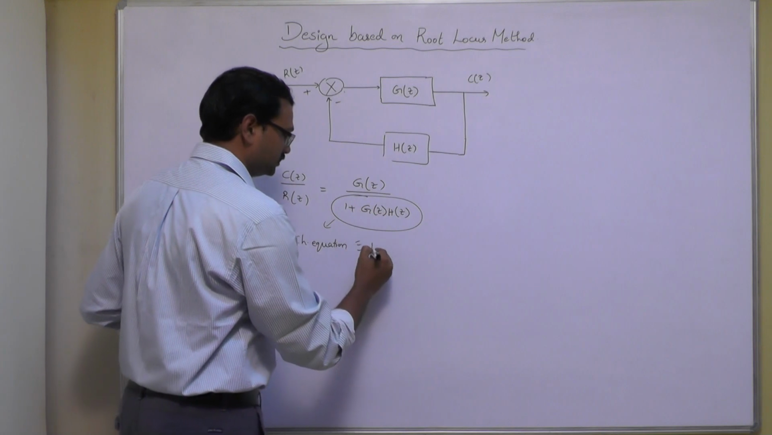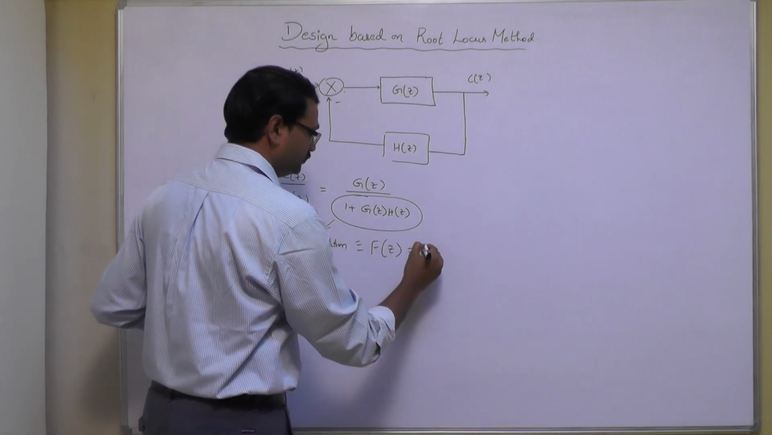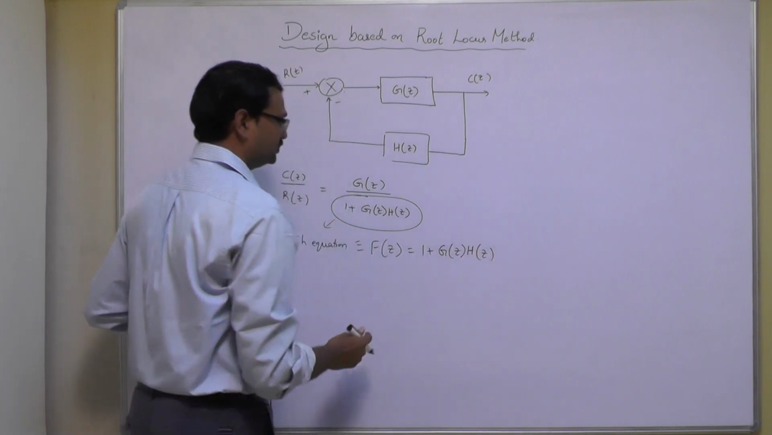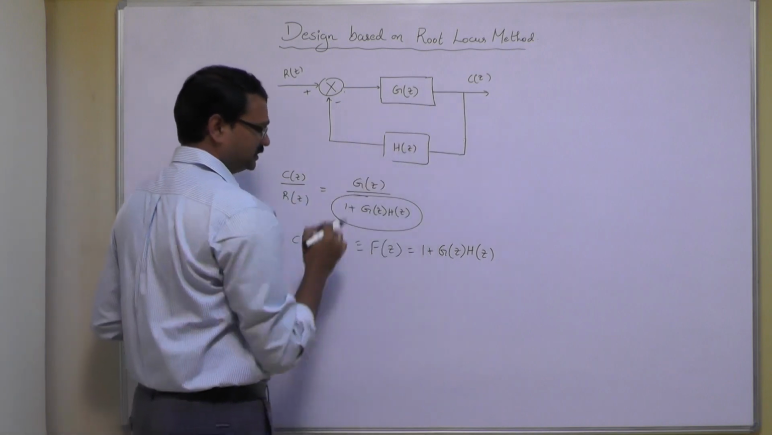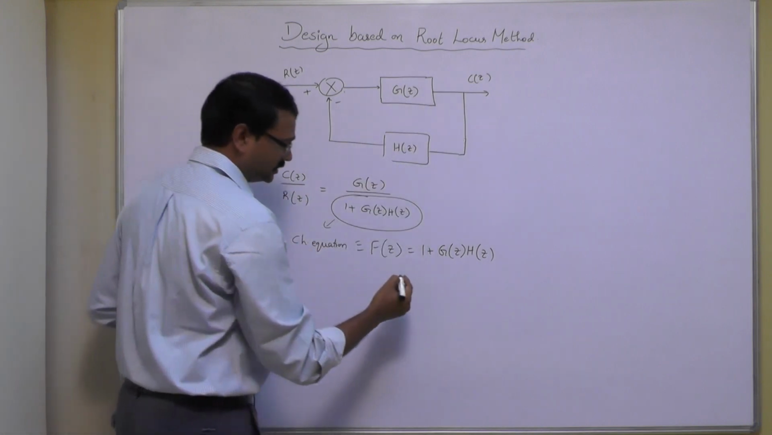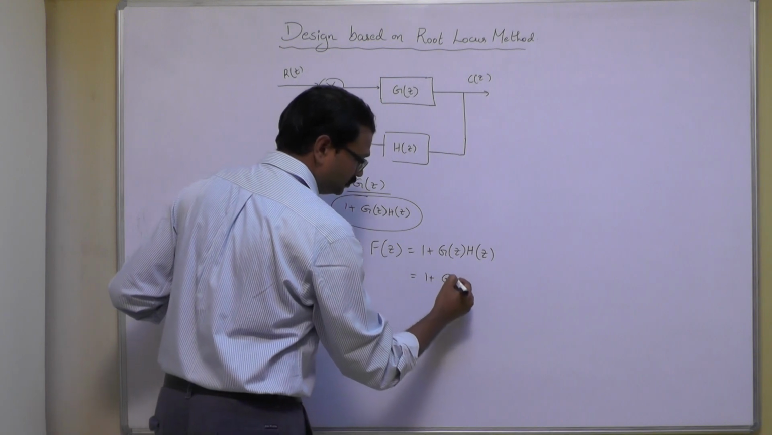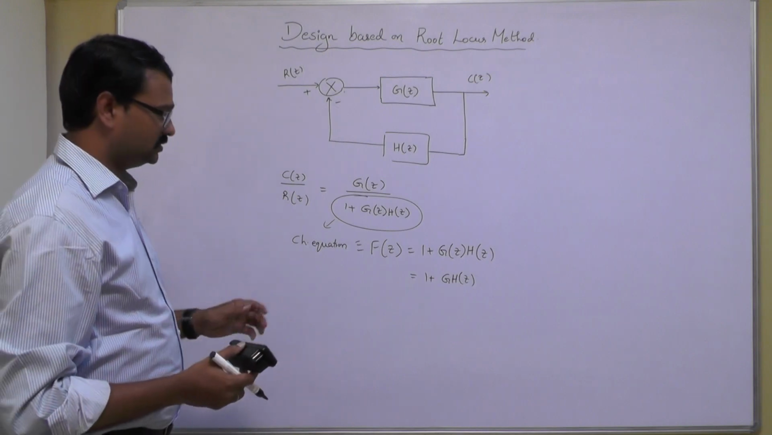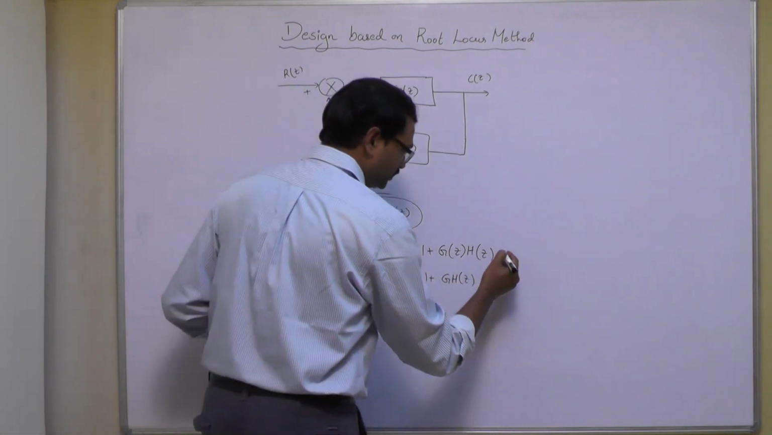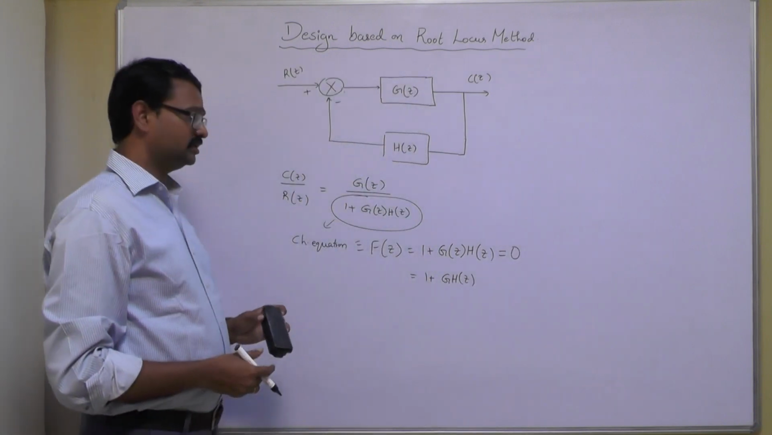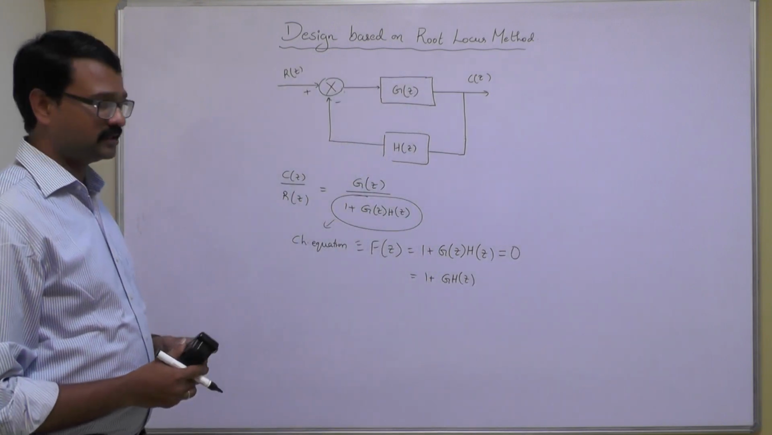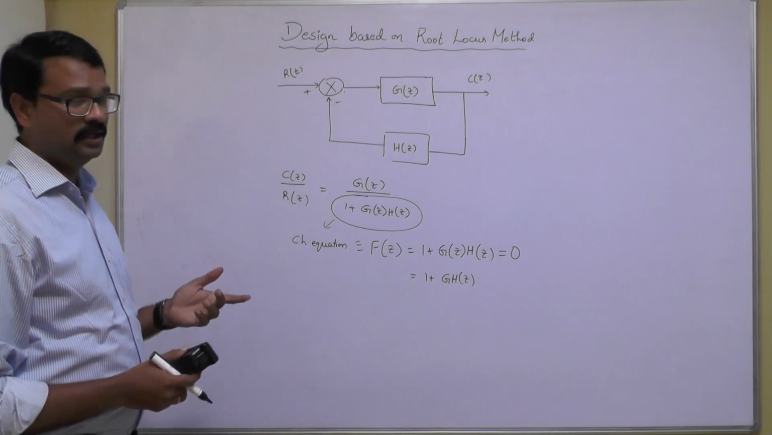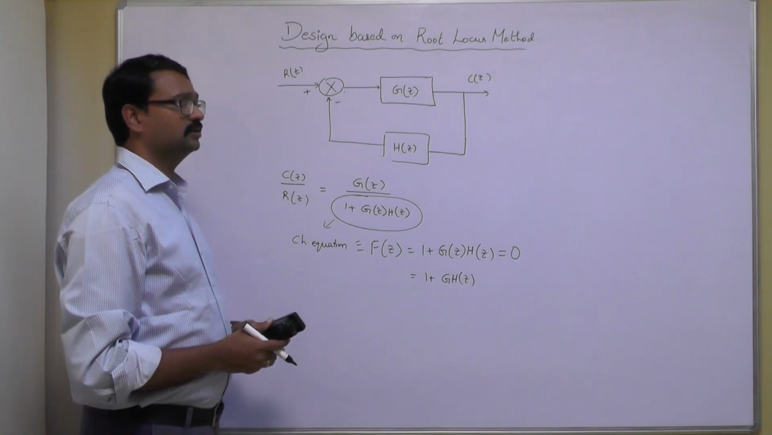This characteristic equation is given by F of z equal to 1 plus G of z into H of z. Since they are continuously connected and there is no sampler in between, you can directly give it as 1 plus GH of z, simply multiplying these two factors. That is the only difference. When you equate this to 0, it is the characteristic equation, or characteristic polynomial. Based on this characteristic equation, we will see what is happening in the root locus method.